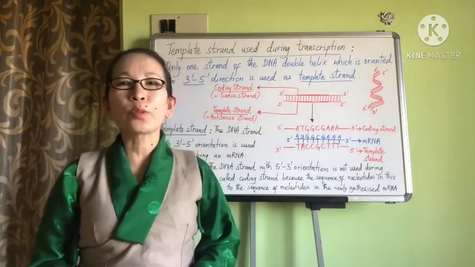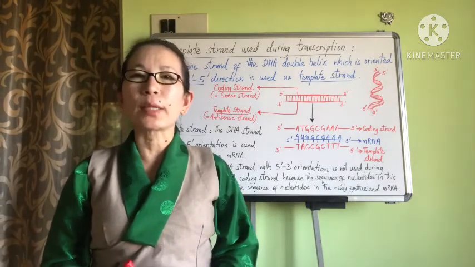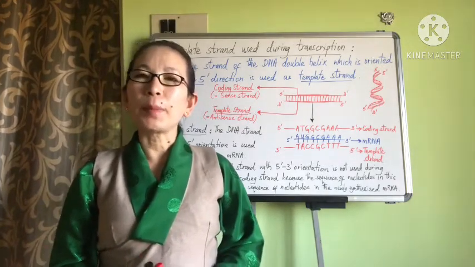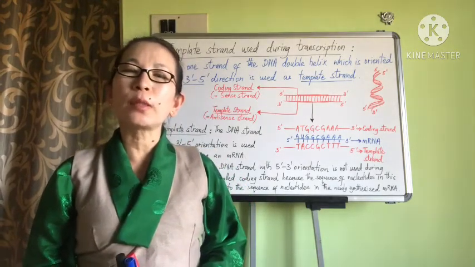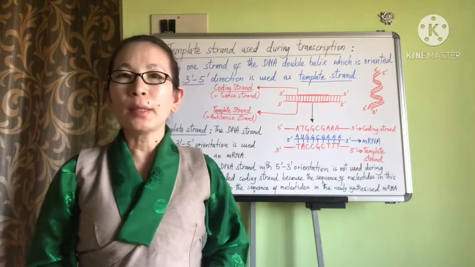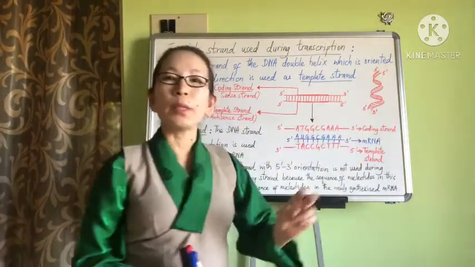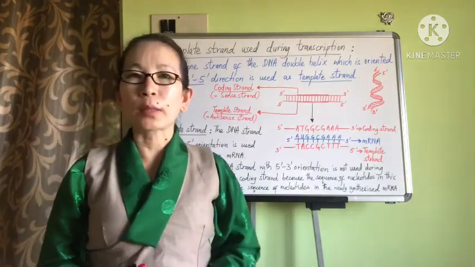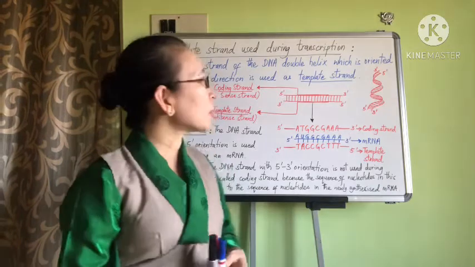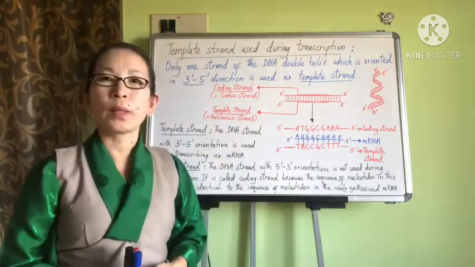Another aspect of transcription that differs from DNA replication is the use of the template strand during transcription. Unlike DNA replication, where both of the strands of the DNA are used as templates for the synthesis of new DNA strands, in transcription, out of the two strands of the DNA double helix, only one of the strands of the DNA is used. And this is the strand which is oriented in 3' to 5' direction.